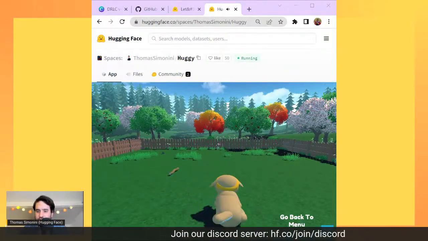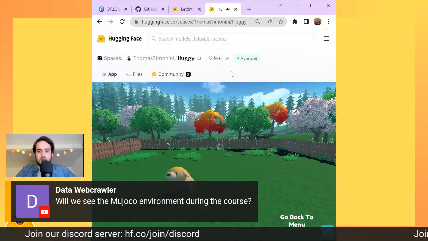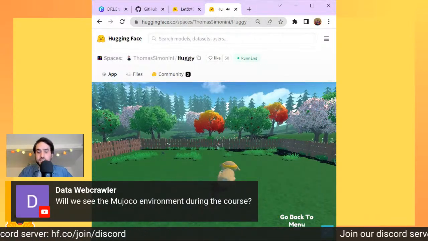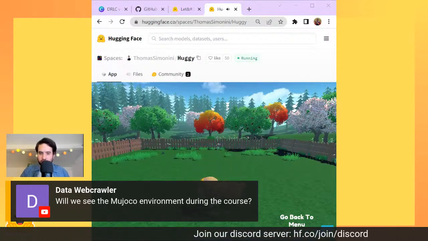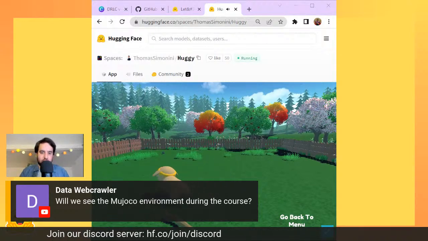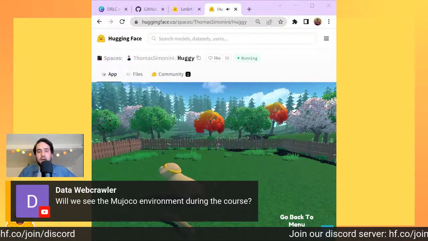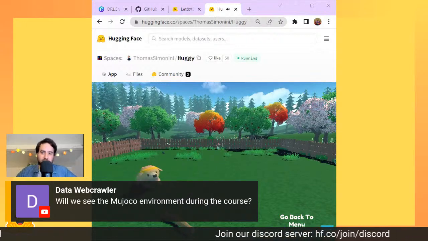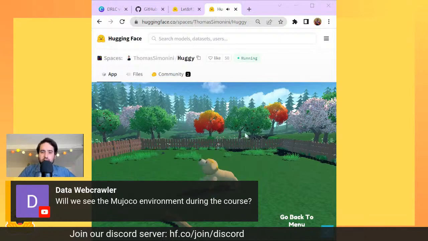Will we see the MuJoCo environment during the course? Since we're going to use PyBullet, we're going to put MuJoCo in the additional resources. For people who don't know, PyBullet was the open source alternative to MuJoCo. MuJoCo, for a long time, was a very expensive library. Now you can use it more freely, but it's still a proprietary library.